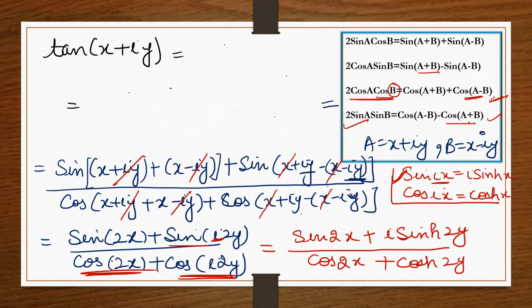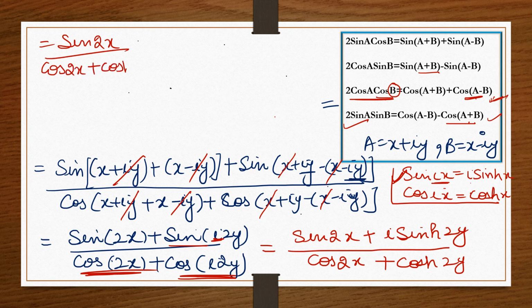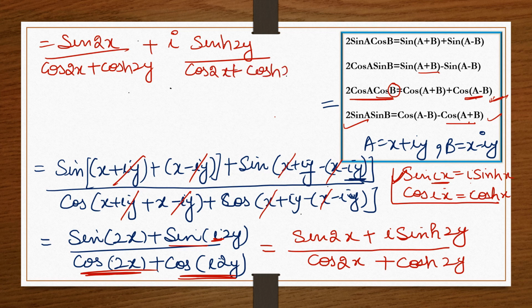So can I write this as sine 2x over cos 2x plus cos hyperbolic 2y, plus iota sine hyperbolic 2y over cos 2x plus cos hyperbolic 2y, right? So what is the real part? So see class, this is the real part.